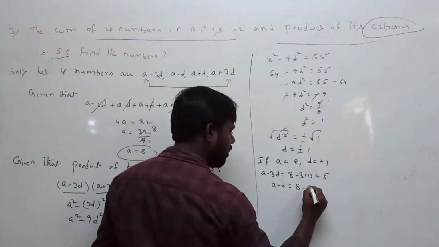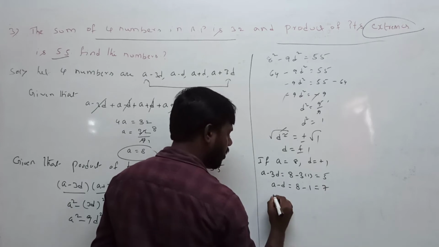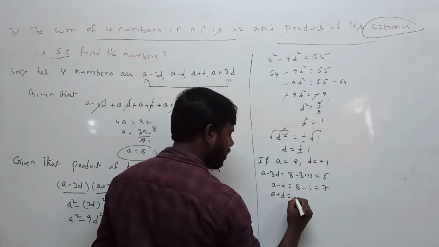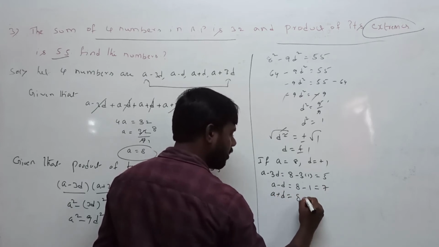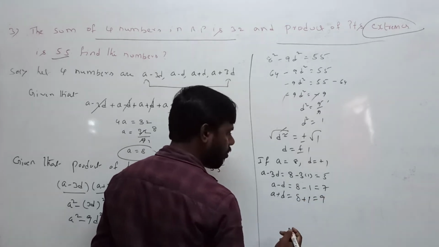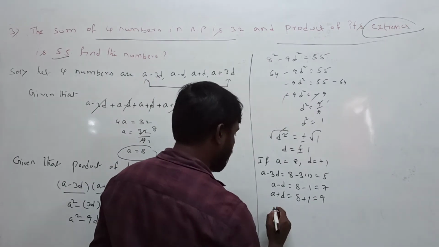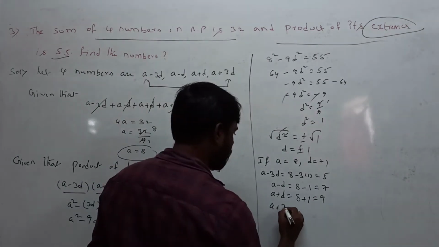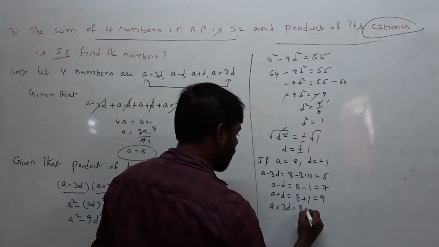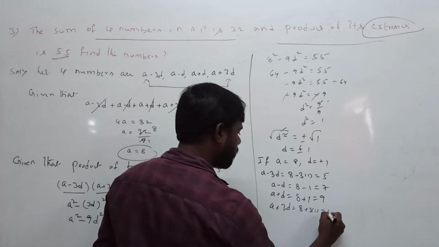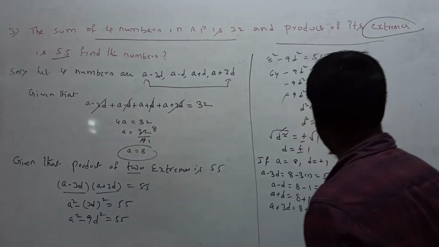A value is 8, d value is 1. So 8 minus 1 is 7. The third number you are assuming is a minus d. A value is 8, d value is 1, okay, now that is fine. Next, a plus 3d: 8 plus 3 into 1, so the value is 11. Second condition.